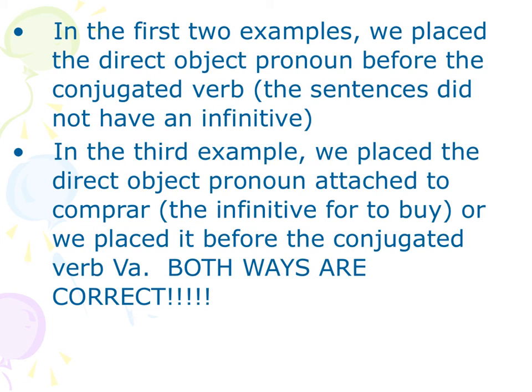The first 2 examples we just did in practice 2, we placed a direct object pronoun before your conjugated verbs because there was no infinitive in that sentence. But in the last sentence, you could have placed it, attached to the infinitive, or placed it in front of your conjugated verb, which was va. But both ways are correct.